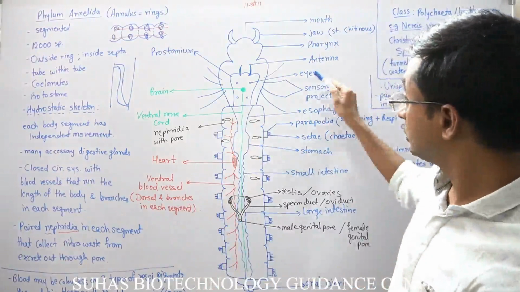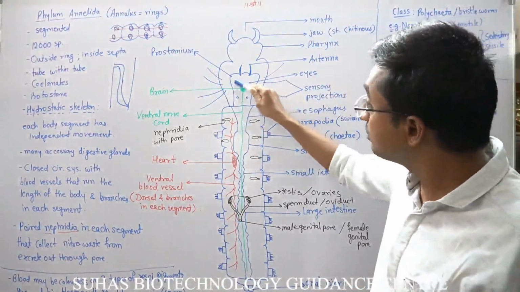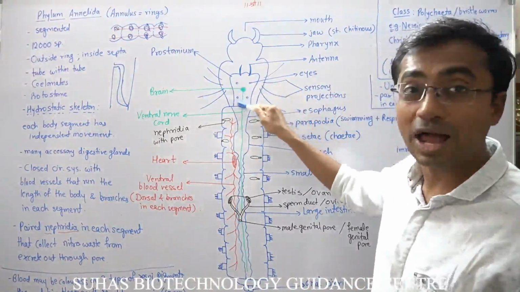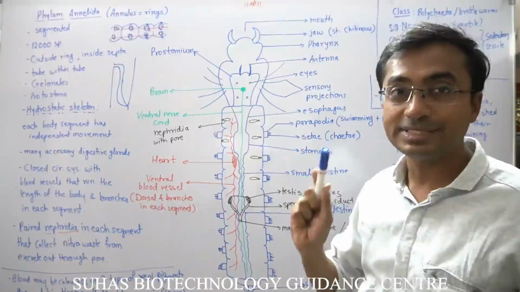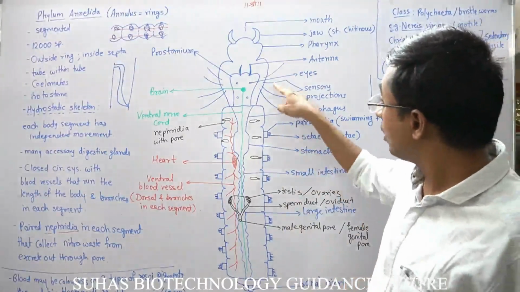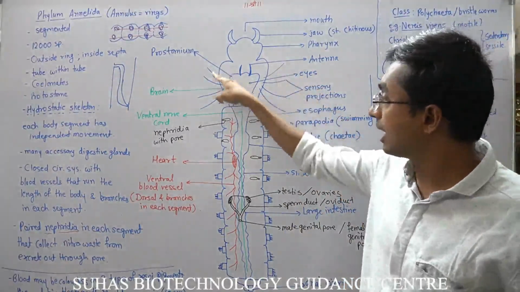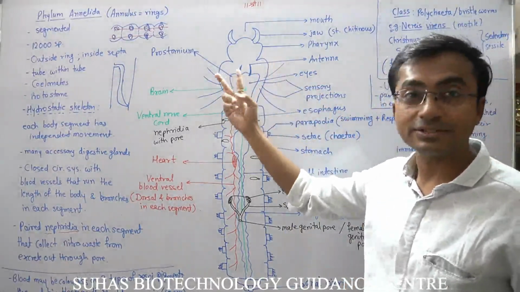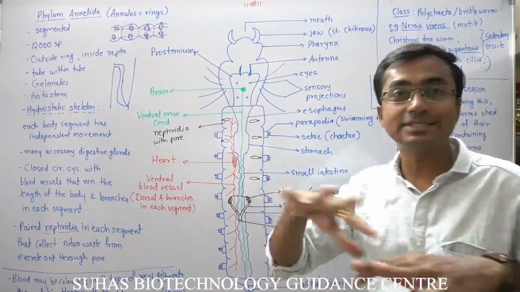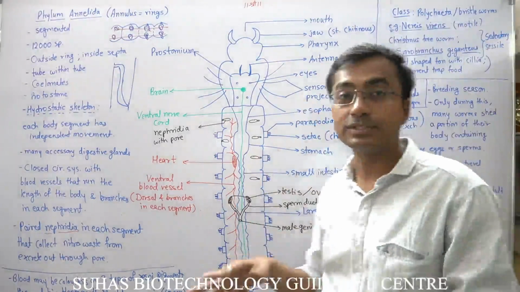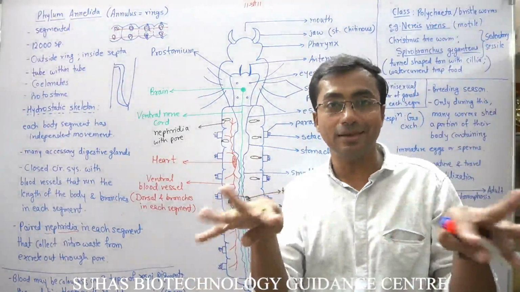Other than that, you can see just beside the brain there are 4 eyes through which light can be sensed, and there are also 4 sensory projections and 2 antennae. They are going to sense the surroundings as they continuously keep on moving in that area.